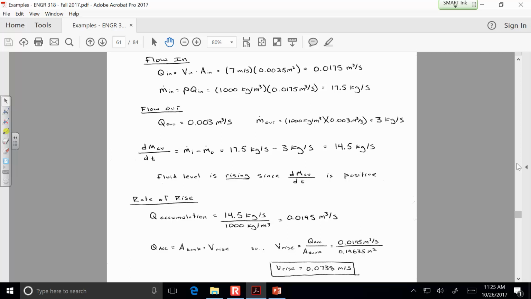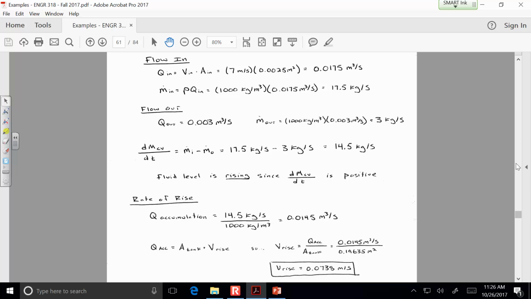So the velocity, if it's rising, is the direction component of the velocity. The first thing we can do is convert that from a mass flow rate to a volumetric flow rate. Remember, the relationship there is m dot is density times Q. Or Q is the m dot, the mass flow rate, divided by the fluid density. So 0.0145 cubic meters per second of water is accumulating.